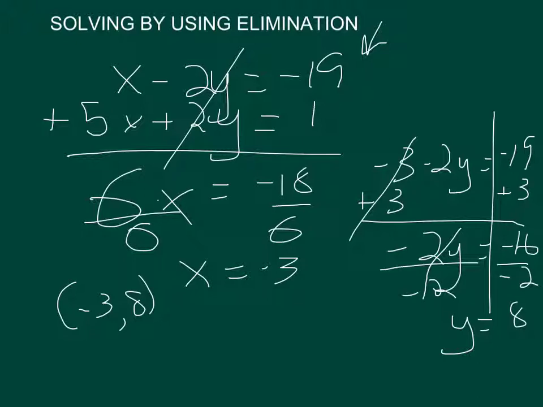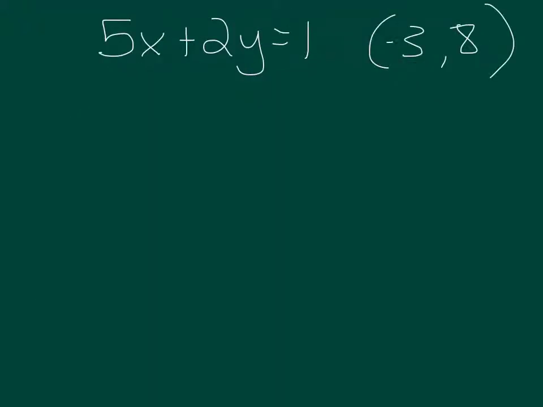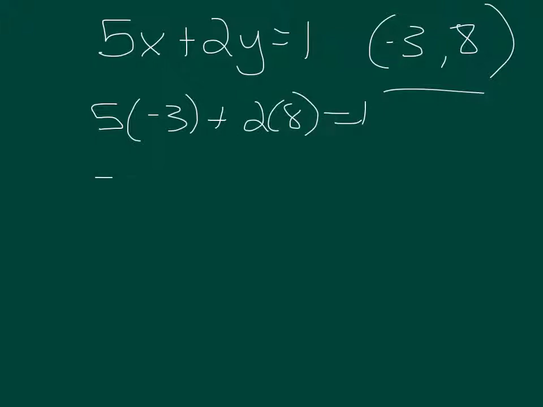Now you're probably wondering, is there a way that I can check this step? And of course there is. You want to plug it back into usually the other equation. So since we used this first one here to solve, I would plug it into this second one here. So what we're going to do is, knowing that our solution is negative 3, 8, and we have our second equation, we just substitute the values in. So 5 times negative 3 plus 2 times 8 equals 1. Negative 15 plus 16 equals 1. 1 equals 1, and it works.